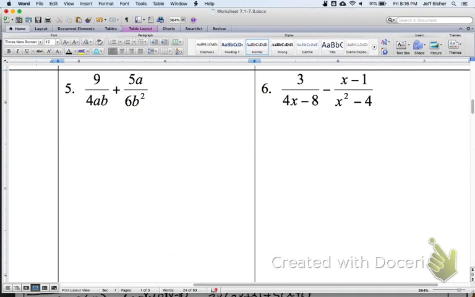Number 5. Again, be careful of the operation. We have an addition problem. So you've got to kind of change gears. With an addition problem, we need to make sure both denominators are exactly the same before we add, so we need a lowest common denominator, which is also a lowest common multiple. Same idea.